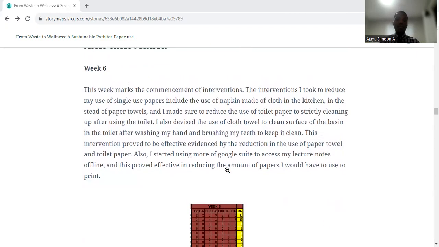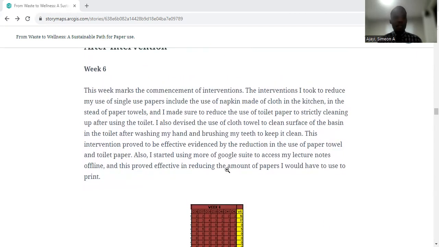Now after the intervention, week 6 marks the commencement of the intervention. The interventions I took to reduce my use of single-use papers include the use of napkins made of cloth in the kitchen instead of paper towels. I made sure to reduce the use of toilet paper to strictly cleaning up after using the toilet. Then I also devised the use of cloth towel to clean the surface of the basin in the toilet after washing my hand and brushing my teeth, to keep it clean.